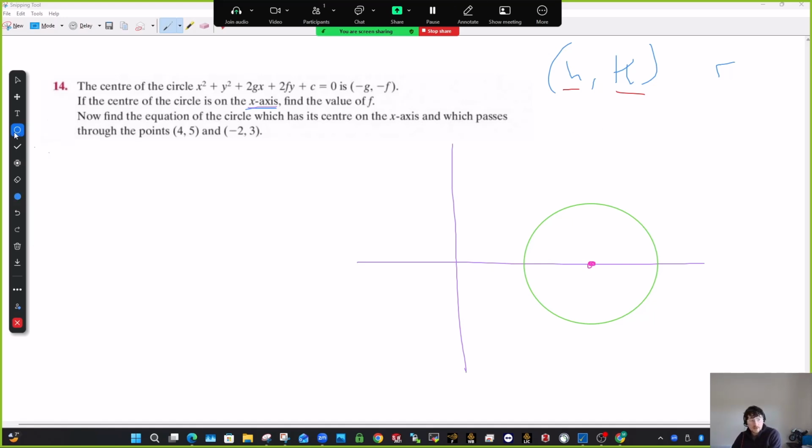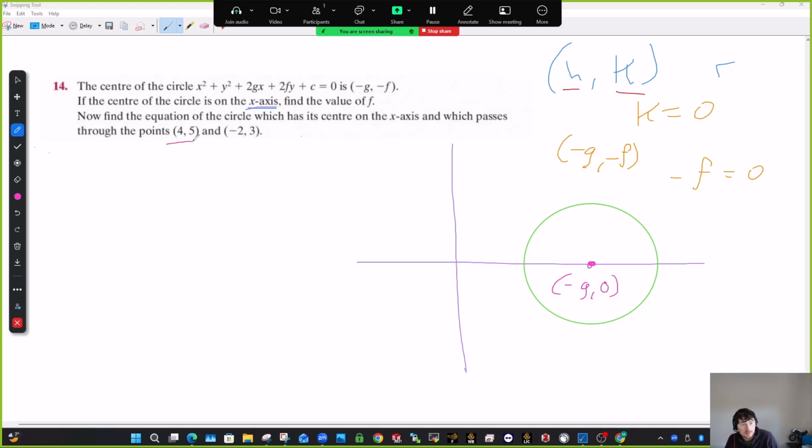Okay, and hopefully you realized that that means the y value is 0. So k here is equal to 0, or if you're in your minus g, minus f business, that means that minus f is equal to 0. So what we can do then is update this pink point here. I better use the same color. So it's really minus g comma 0. So it's now no longer a case of looking for g, f and c. We're really just looking for g and c.